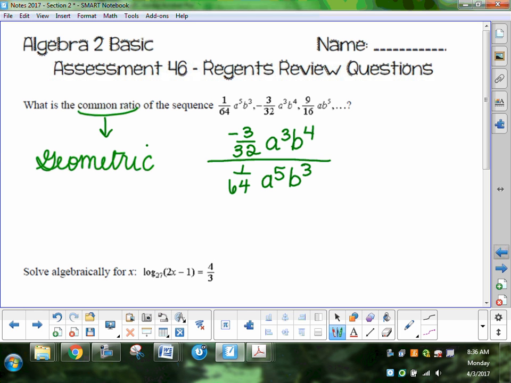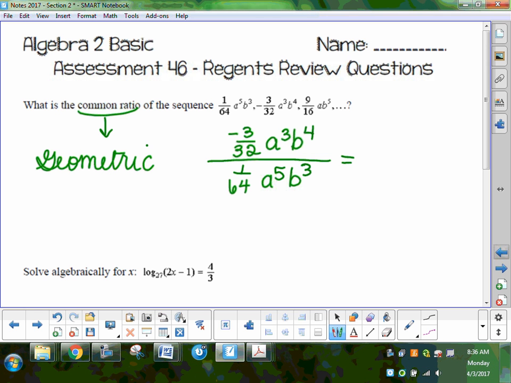So let's start off. We can either do the fractions, the a's, or the b's. Sam, which one do you want to do? The fractions, the a's, or the b's? Okay. What's going to be left when you reduce out the b's or do this division, and where?